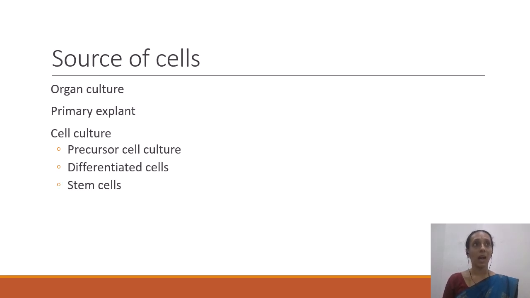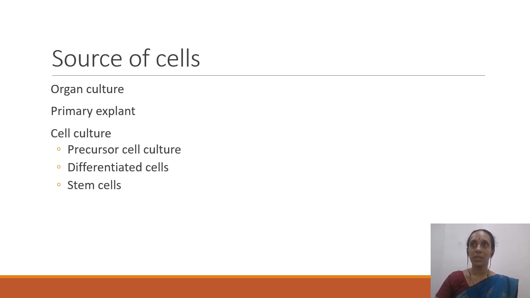When we talk about how we are going to get these cells, what is the source of these cells, there are three major options, so to say. One is organ culture, another one is primary explant, and then cell culture. When we say organ culture, we are actually taking the organ or partially developed adult organ, most probably it will be embryonic organ, and we are culturing them and maintaining them for a considerable period of time.